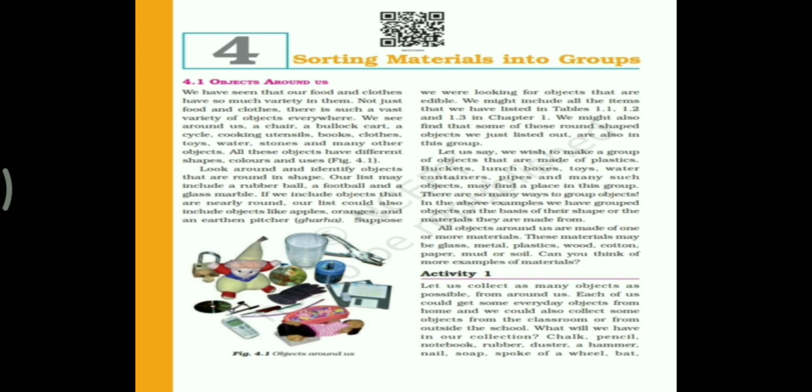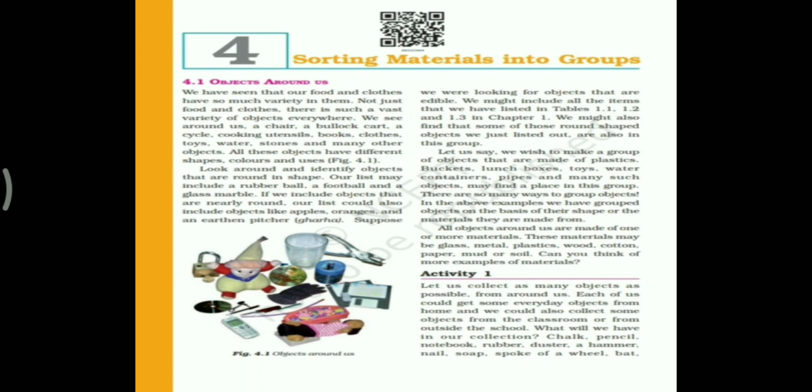Let us just talk about the first word of this chapter, that is sorting. The meaning of sorting is to put things into different groups or places according to their type. Now let us come to the second word of this chapter, which is materials. So what is the meaning of materials? The matter in which an object is made is called material.